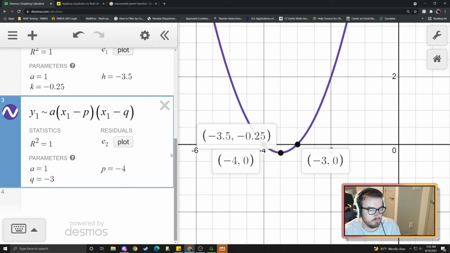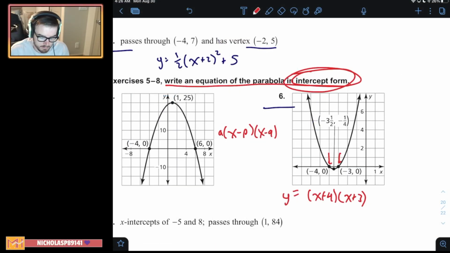A is 1. So there is no stretch or shrink. So we're done. Crazy, right? There is no stretch or shrink on this problem. A is 1. So when I write that out, boom, we're done. A is 1. We don't have to write it. I mean, you can write 1, but not required at all, right?